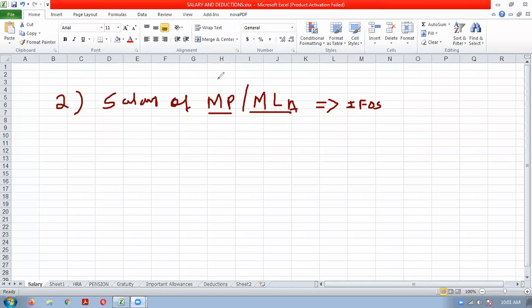So the salary of an MP or MLA, member of parliament or member of legislative assembly, will be taxed under income from other sources, because MP or MLA are not the employees of the government. Their term is for 5 years.